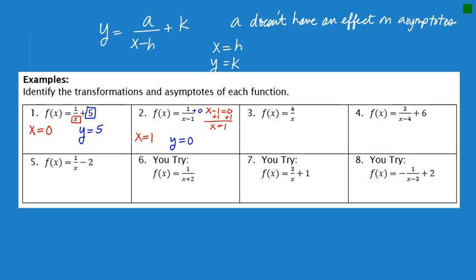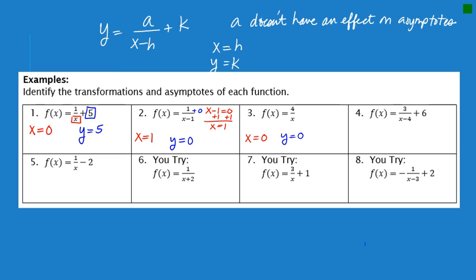For number 3, I would have x equals 0. There's nothing to solve. If I plugged in a 0 for x, I would divide by 0, end of story. And then same thing for my y value. There is no k value, so it's a 0.